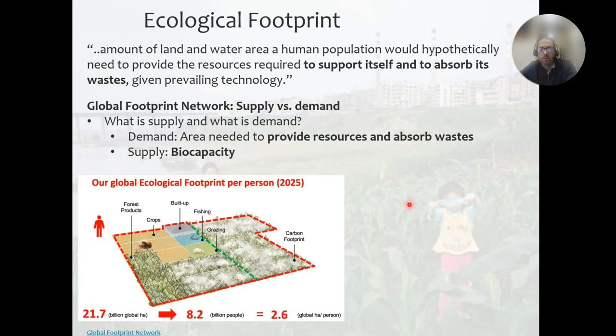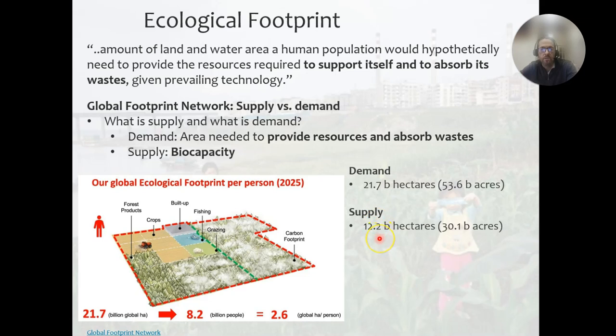And so how do we look at whether or not that's sustainable? Well, the total demand was 21.7 billion hectares, which is about 53.6 billion acres. All right, so that's what we needed to support our collective lifestyle globally. The supply is about 12.2. So you can see we have a problem here. Our demand is higher than our supply.